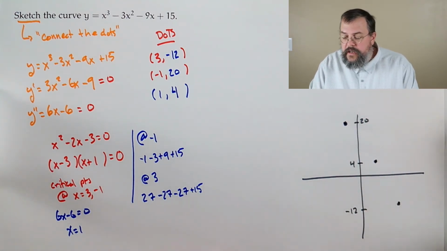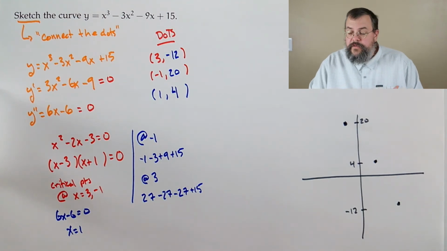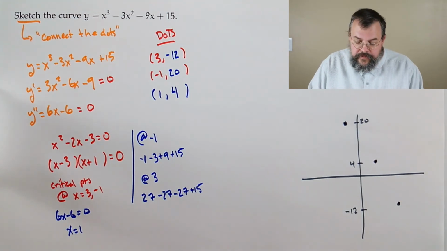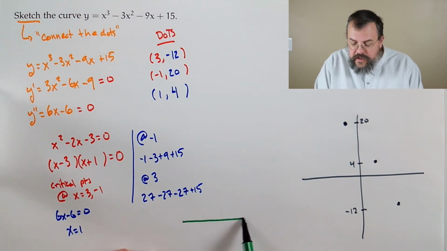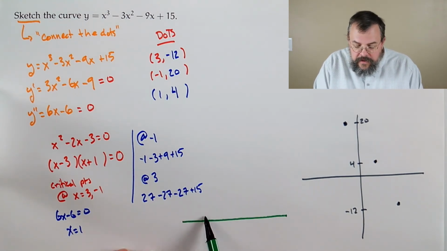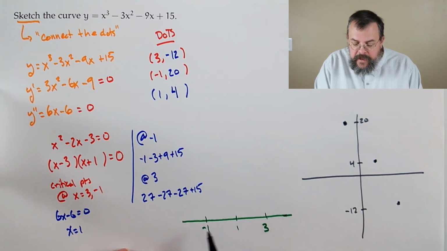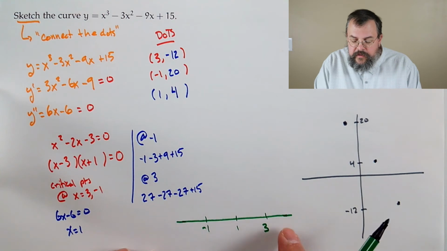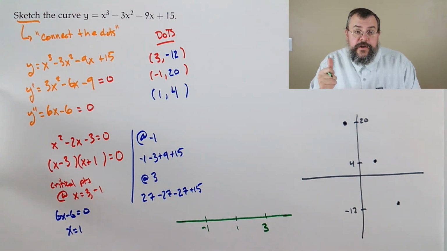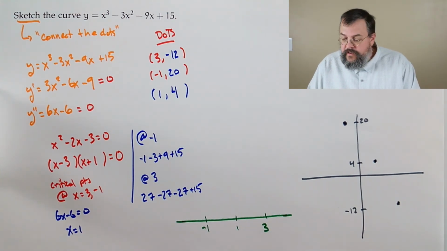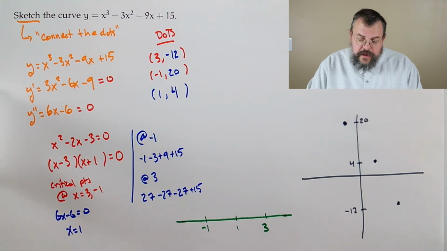The way we understand it is what's happening to our first and second derivatives. So to do this, we're going to do a quick sketch here of our line. So we have negative 1, 1, and 3. And for each one of these, I want to know the sign for the first and second derivative. So here we go. Let's do the second derivative.